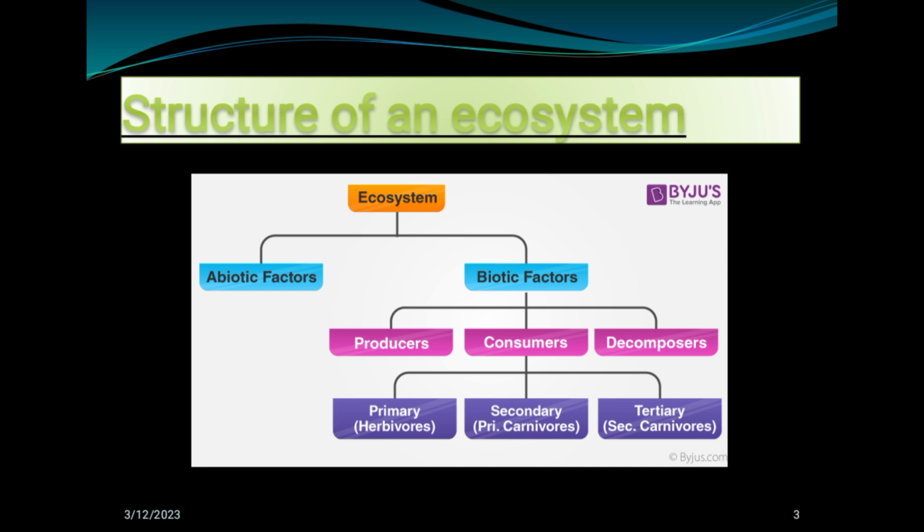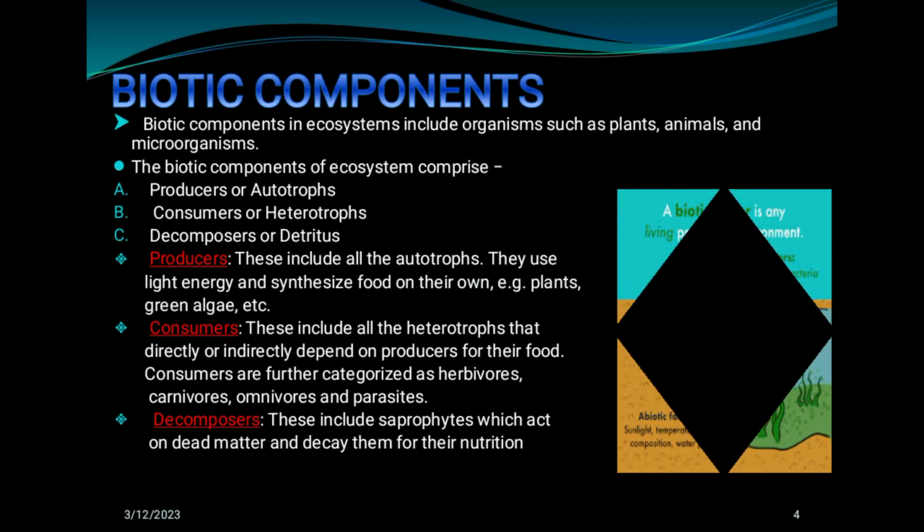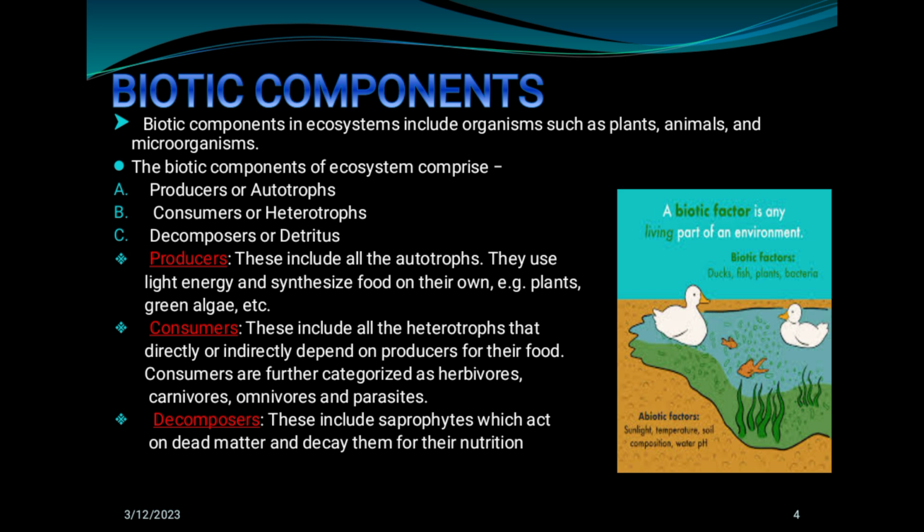Next, structure of an ecosystem. Ecosystems are of two types, abiotic and biotic. Again, biotic are divided into three types: producer, consumer, and decomposer. And again, consumers are divided into three types: primary, secondary, and tertiary. Next, biotic component. Biotic components in an ecosystem include organisms such as plants, animals, and microorganisms.